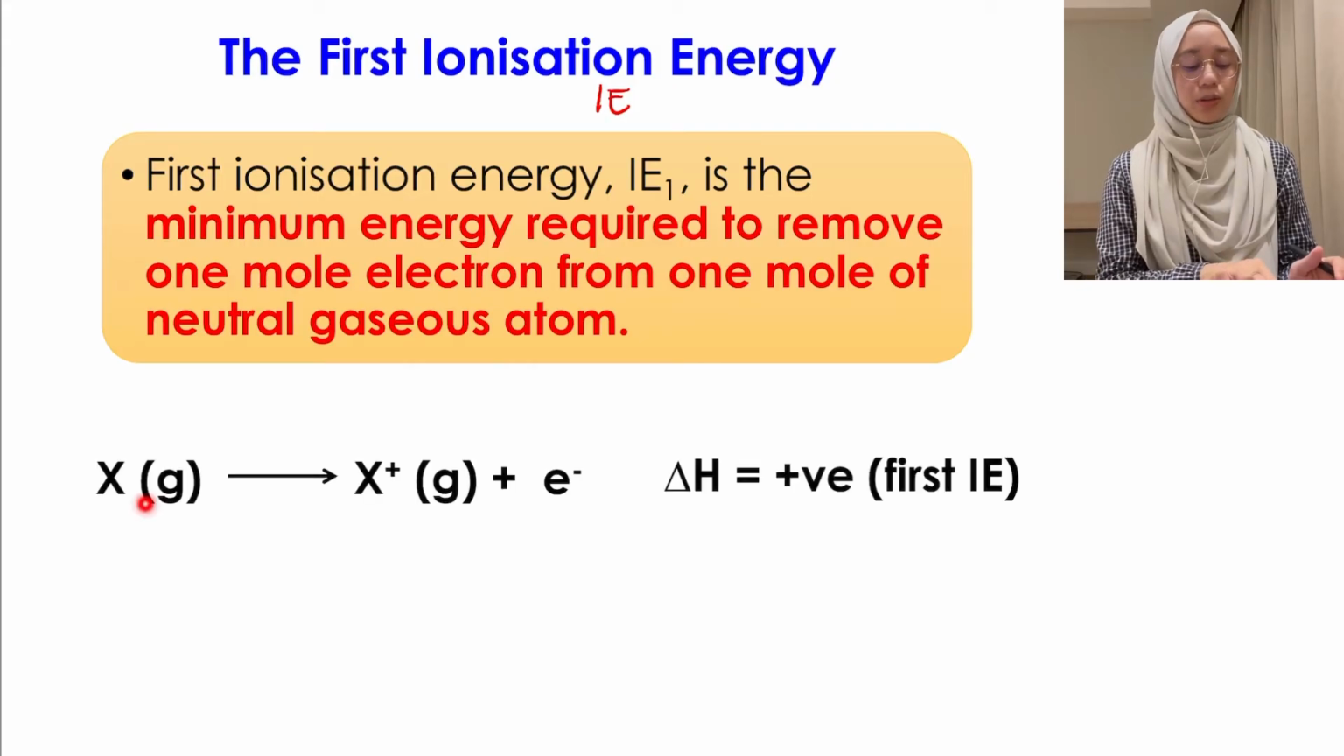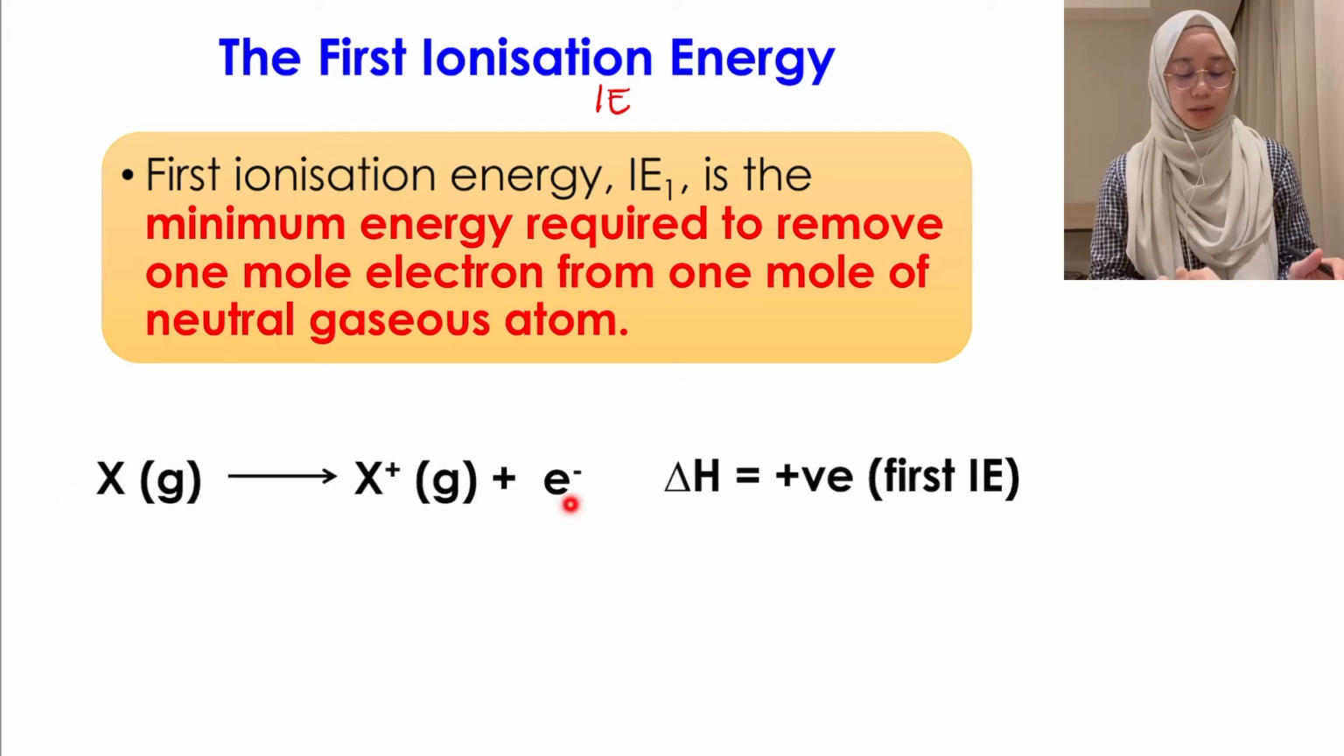So macam ni lah. So yang ni kita letak face dia lah, gas. So ini adalah dia punya neutral atom. So kita remove 1 electron dia. Okay, so now dia jadi X positif kat sini. Kan, kita donate electron, dia jadi positively charged ion.